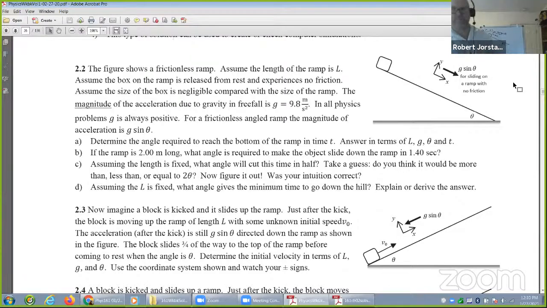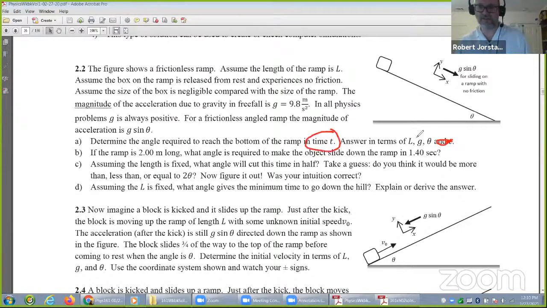Before I forget, I think there's a typo here that needs to be corrected on part A. T is what we're looking for, I think, in part A. So T should not be in the answer. Sorry about that. Okay. What else do we have?